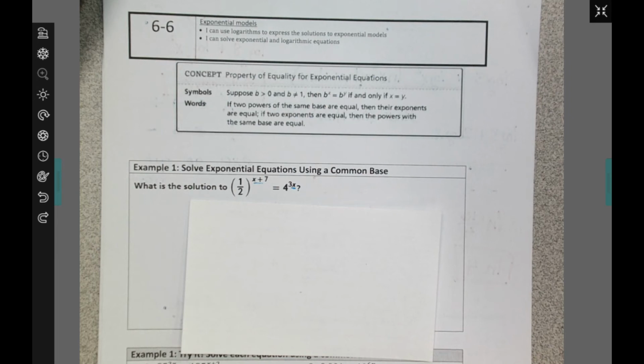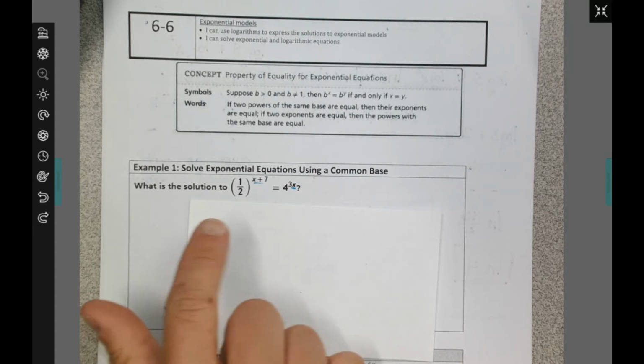All right, section 6.6 deals with exponential models again. It's probably one of the more difficult sections we're going to do. In this, we focus on solving all different types of models. So example 1, honestly, is probably the most difficult one. It's solving an exponential equation using a common base.